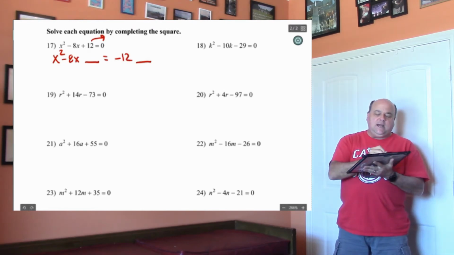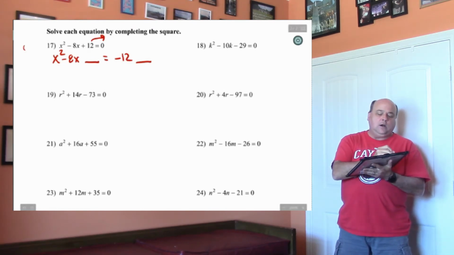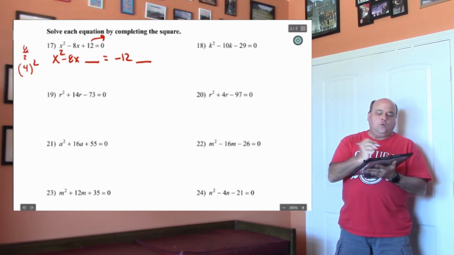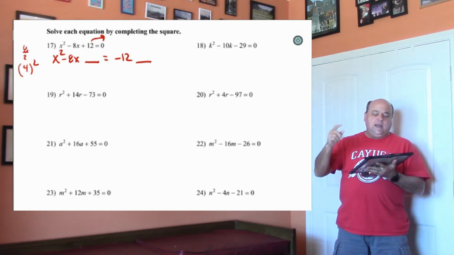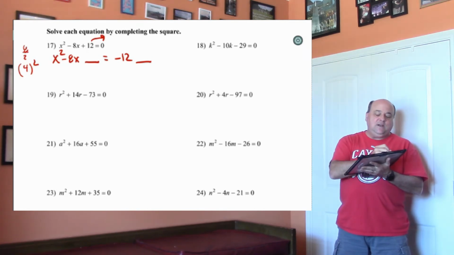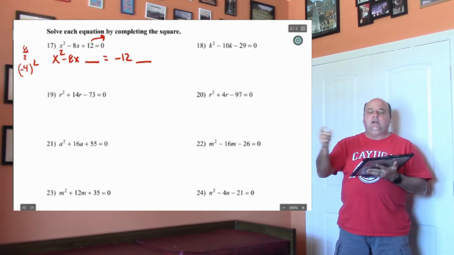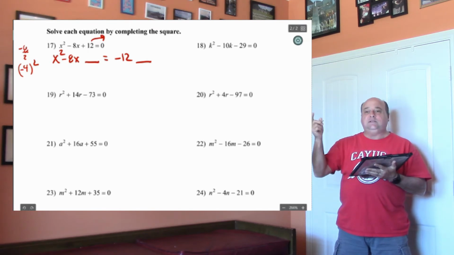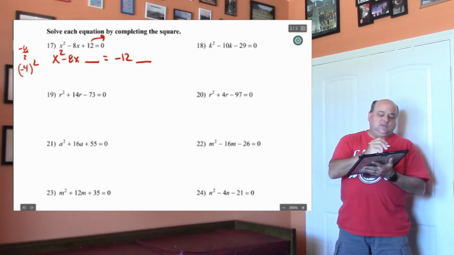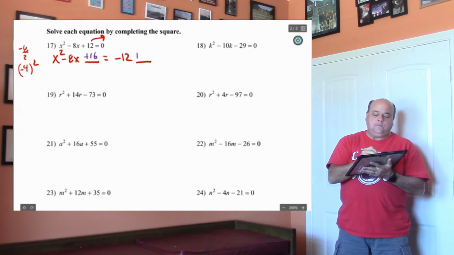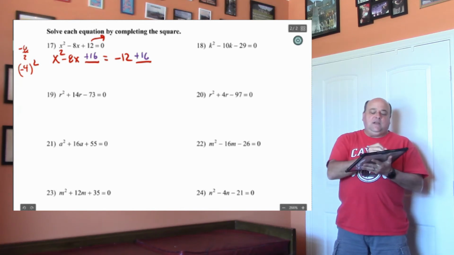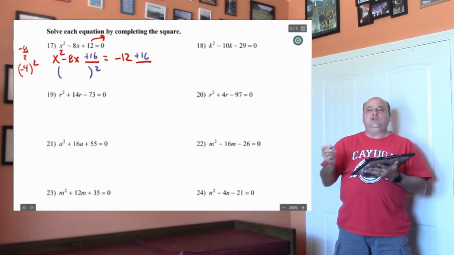And then remember, we need to get this term to complete the square. We're going to take the 8, divide it by 2, and get 4, and then 4 squared, right? So 8 divided by 2 is 4, even if it's a negative 4. Negative 4 times negative 4 is going to be a plus 16. So on both sides, we're going to add 16.